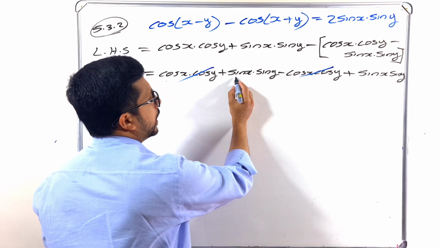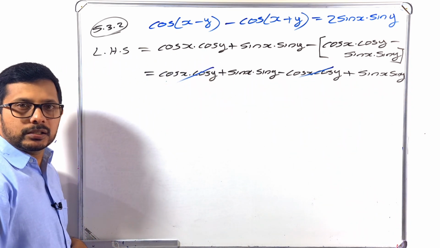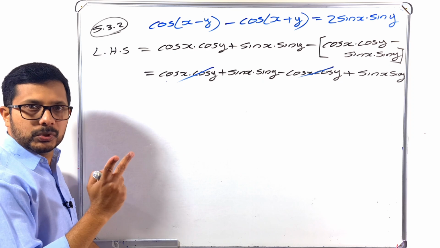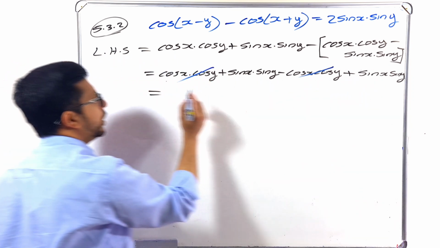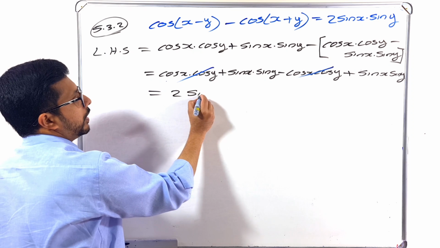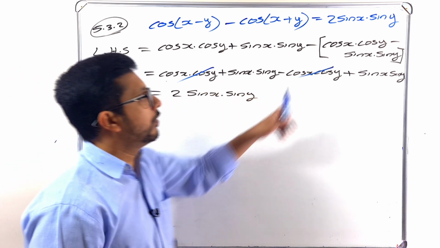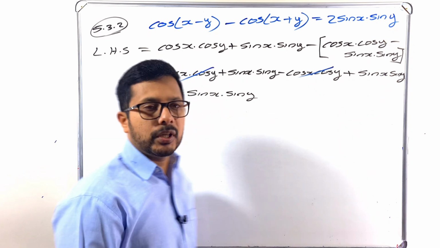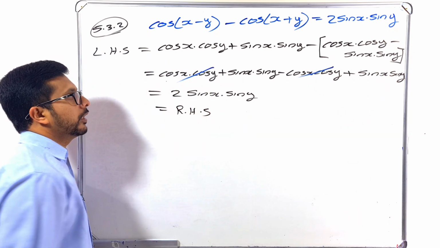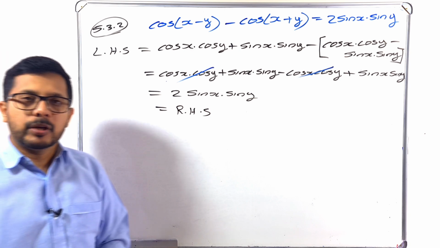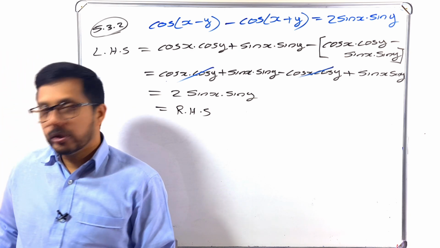Now look at this one, sin x sin y plus sin x sin y. How many sin x sin y are there? Two. So sin x sin y plus sin x sin y is 2 sin x sin y. And actually that is what we want to prove, 2 sin x sin y. So that is the RHS. Okay, so that is question number 5.3.2. Now let's move to the next question, 5.3.3.